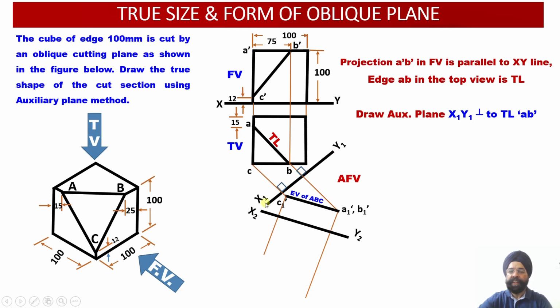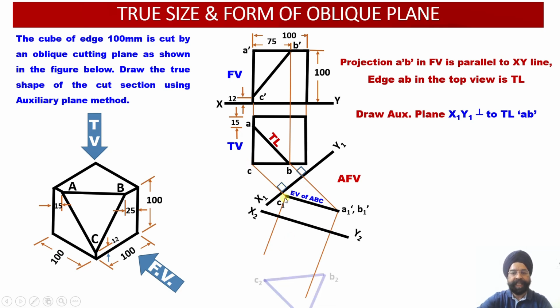Now I need to work out the distances of point A, point B and point C from the x1, y1 reference line. Here the distance of point B from x1, y1 will be this much. The distance of point A from the intermediate auxiliary plane, x1, y1, will be this much, and the distance of point C from x1, y1 will be this much. So these three distances I need to take care of, plot and mark over here in the auxiliary plan view.